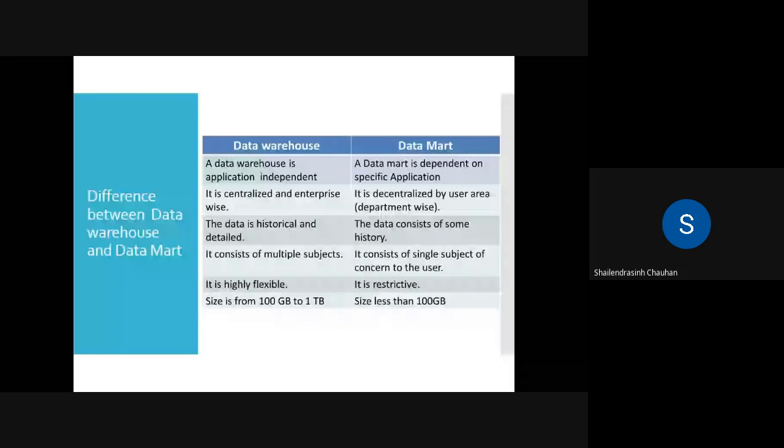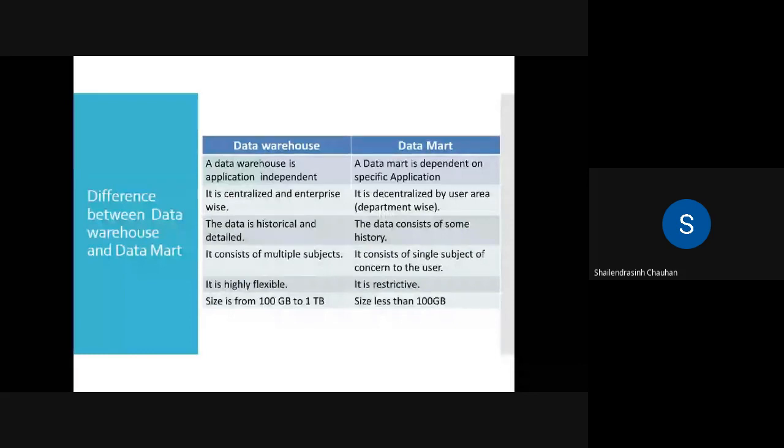So the data inside data mart consists of some history only. That means you are not going to consider the entire history. You are selecting some from the data warehouse, so it is going to have only some history inside data mart. That is the third difference. Fourth difference, the data warehouse consists of multiple subjects, as we already discussed, whereas data mart can have data of a single subject only.